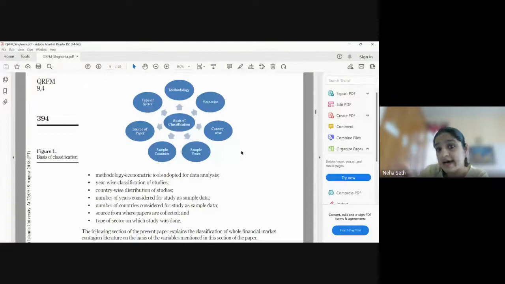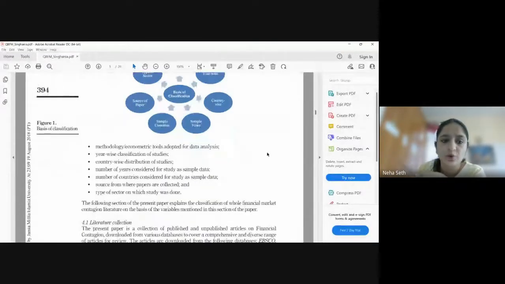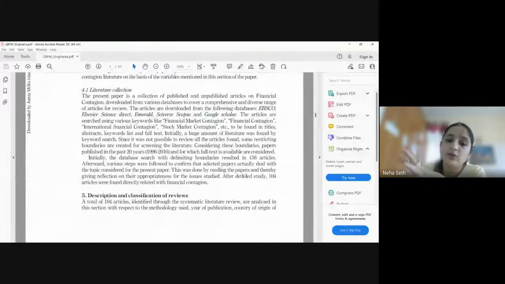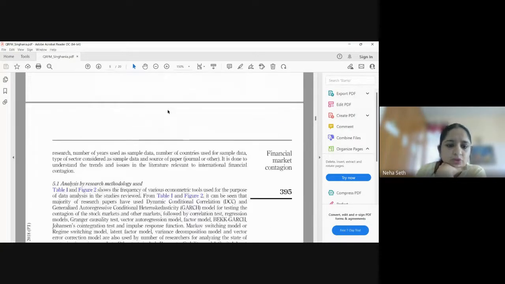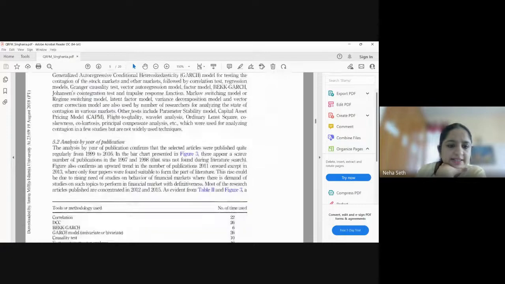Now, here the data are research papers. So far we were using research papers only for literature review, but here we have used the research papers for the purpose of analysis. So this is a kind of conceptual work, which is rather difficult to get published. These were the sources from which the papers were collected, and then we analyzed on the basis of various methodologies.